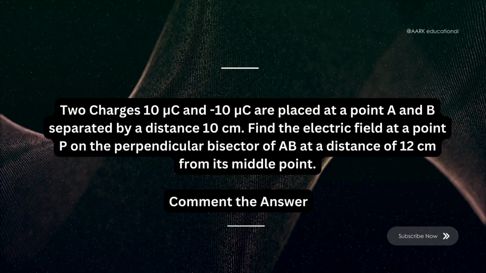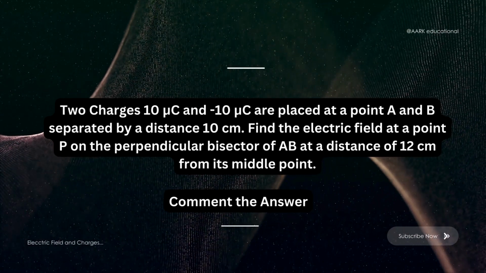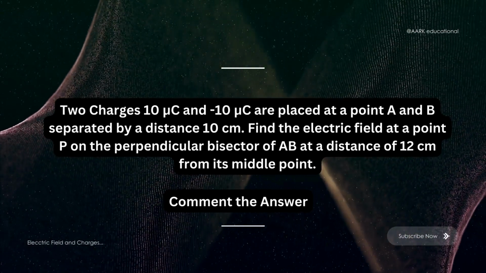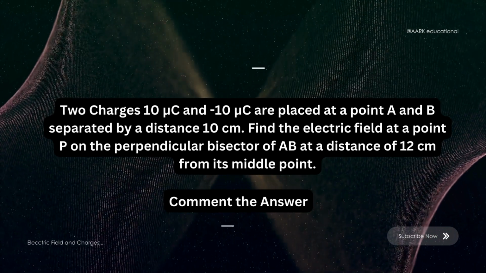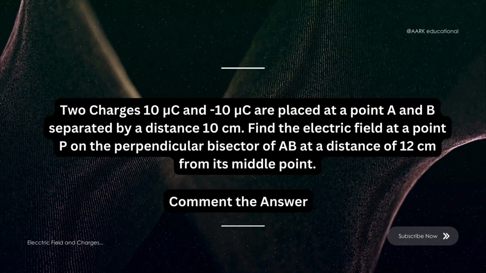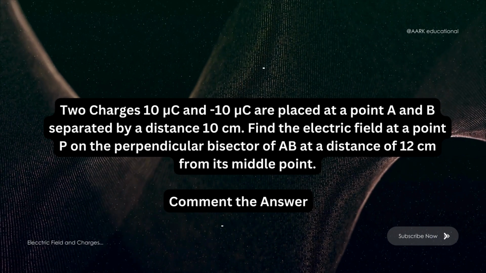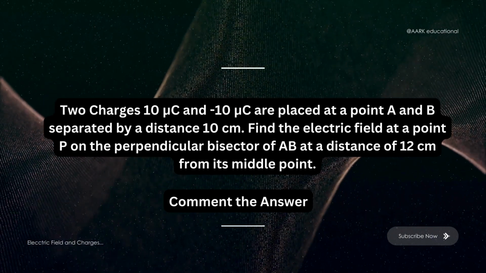Two charges 10 microcoulombs and minus 10 microcoulombs are placed at a point A and B, separated by a distance 10 centimeters. Find the electric field at a point P on the perpendicular bisector of AB at a distance of 12 centimeters from its middle point.